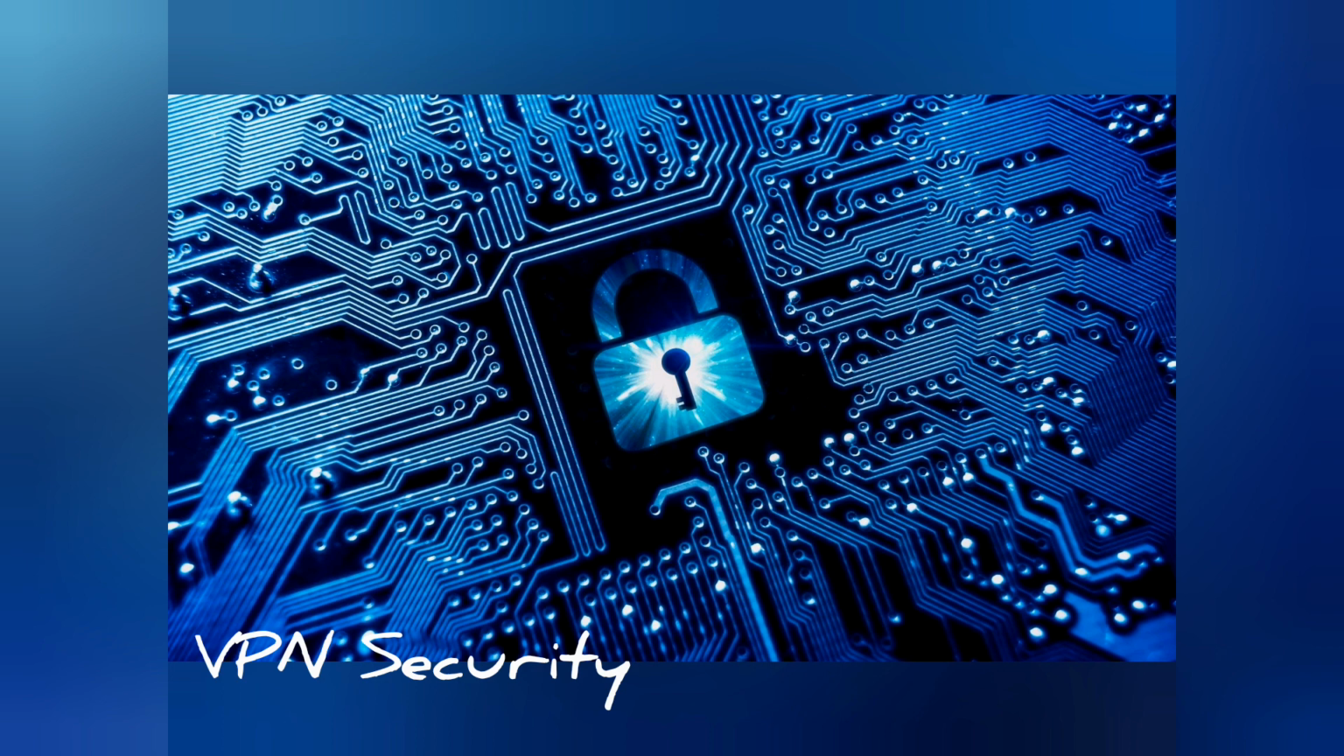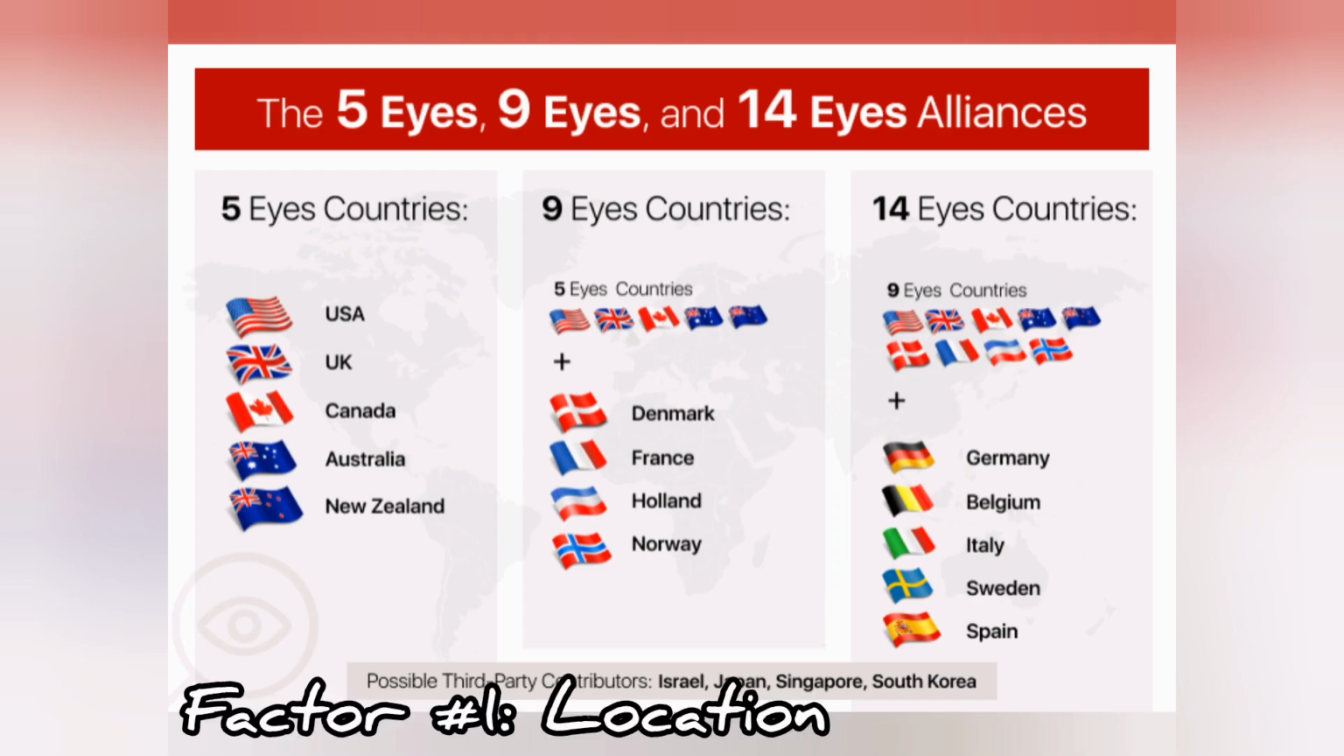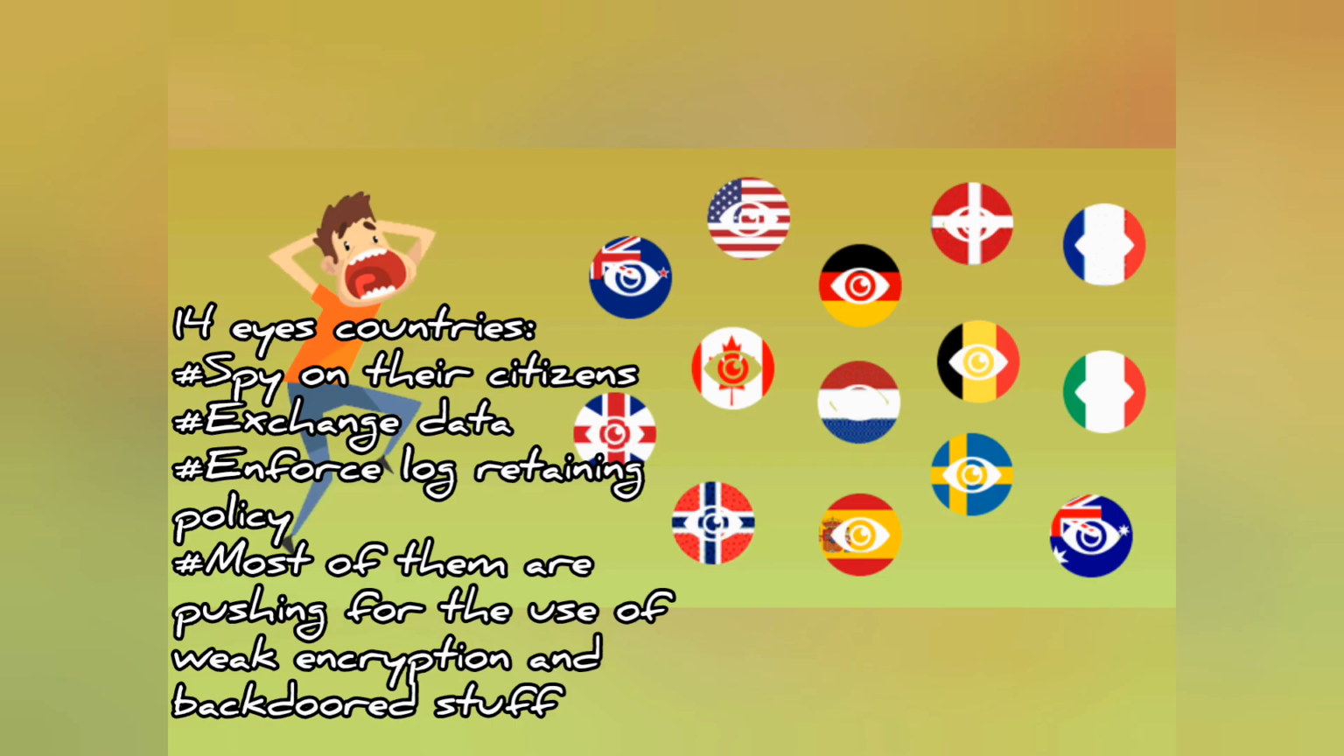Its security depends on many factors such as its location. For example, if a VPN server is located in one of the 14 Eyes countries, it cannot be trusted fully because 14 Eyes countries spy on their citizens. They exchange data, and it's also possible that they impose and enforce data retaining policies.